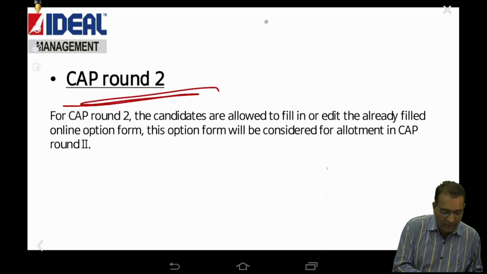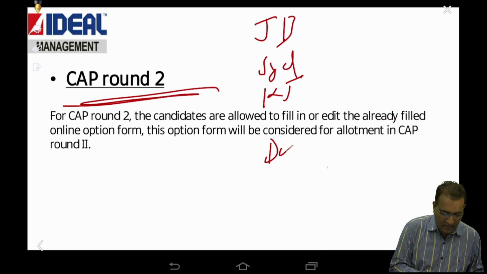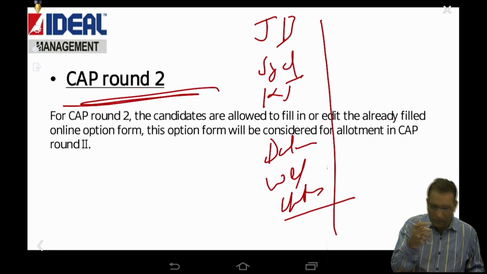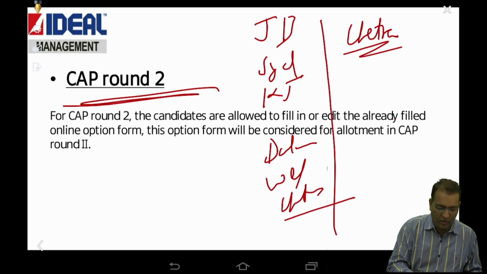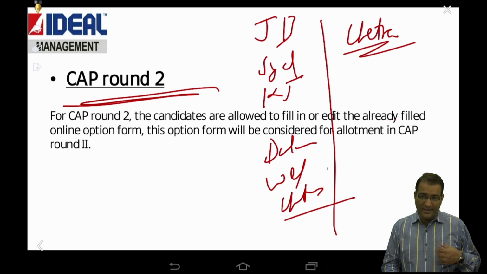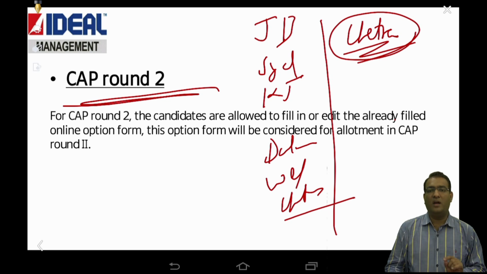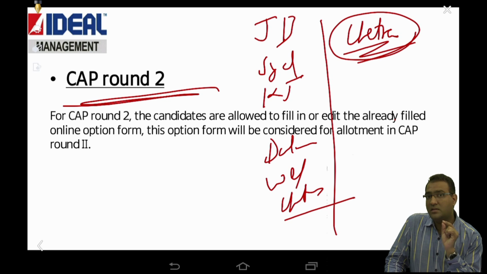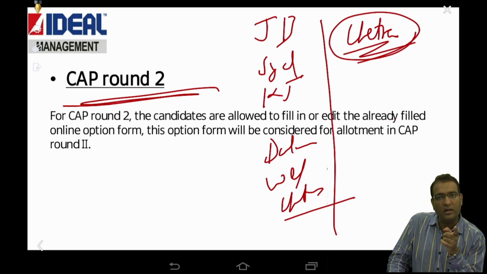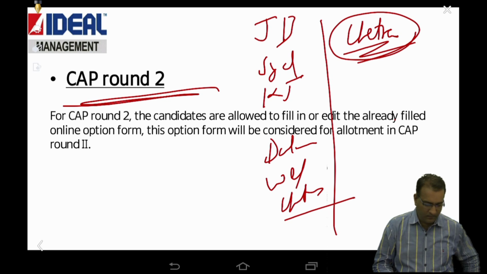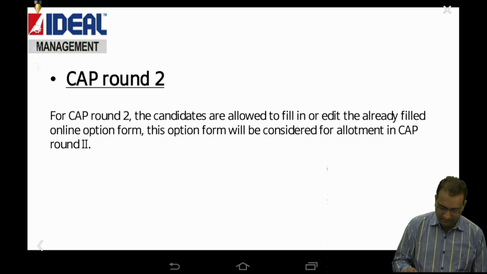Right? So in cap round 1, if you had mentioned your first option as JB, then Sydenham, then KJ, then Dalmia, then Wellingkar, then Chetna, you can actually change the whole thing in cap round 2 and put Chetna as the first college. It's okay. So in the second round, they will take Chetna as your first preference. I hope this is understood. This is the difference from last year. Last year it was not allowed. This year it is allowed. You can change your options in cap round 2. I hope this is clear.